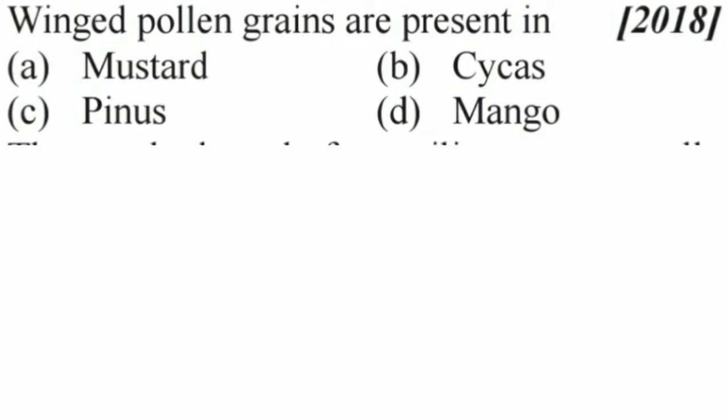Next question, a very important question. Winged pollen grains are present in mustard, cycas, pinus, mango. Answer is pinus. Winged pollen grains are normally seen in anemophilous plants, that is wind pollinated plants. If you look into the pollen grains of these anemophilous plants, they have the outermost layer called exine, which is a bit extended to outside on the two lateral sides, which gives a winged appearance to the pollen grains. So normally seen in pinus. So answer is pinus. Winged pollen grains are seen only in pinus.